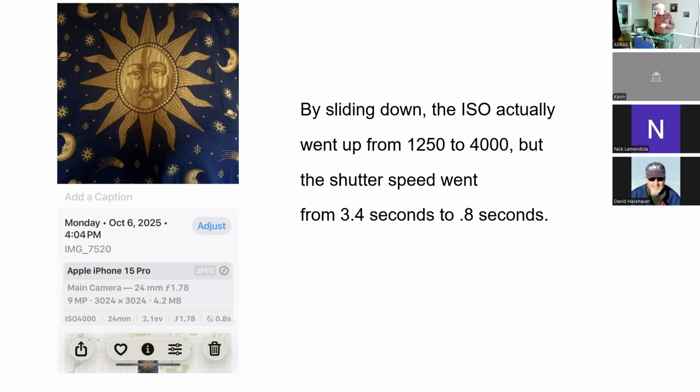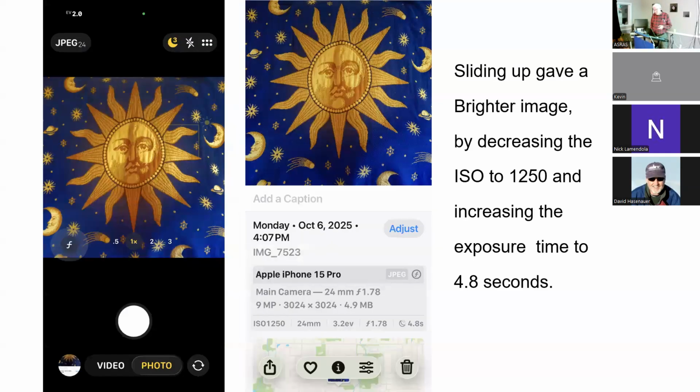Why is the phone doing that? In automatic mode, you don't have to worry about things like that. But I experimented swiping up and down and trying to see if I could get anything better than automatic mode, and I couldn't. So, of course, I've only been out there once or twice trying it. So, sliding up gave a brighter image by decreasing the ISO to 1250 and increasing the exposure time to 4.8 seconds.